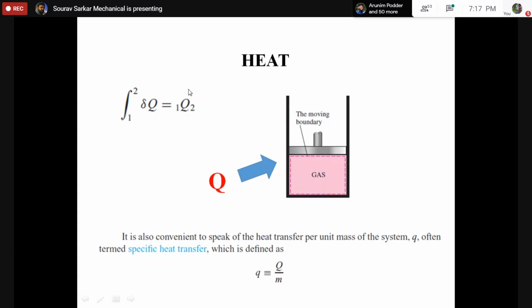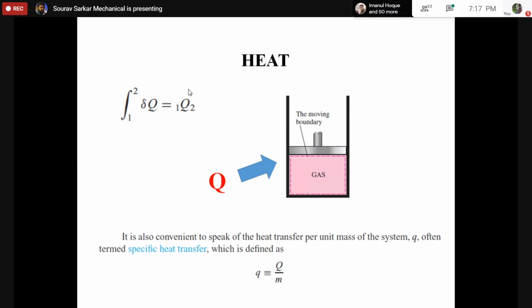Why? Why is it so? Sir, it will depend on the path. Exactly. So how? Yeah, exactly. I can continue. No, sir, I was just saying that it does not depend on the path. Exactly. So basically what it is trying to say is that there is nothing called q2.